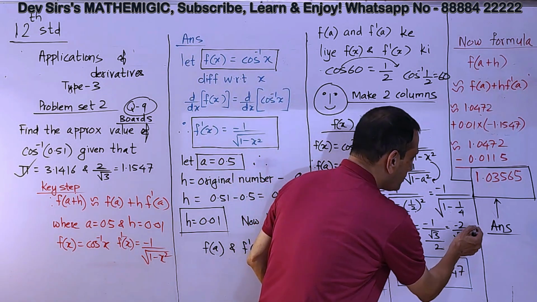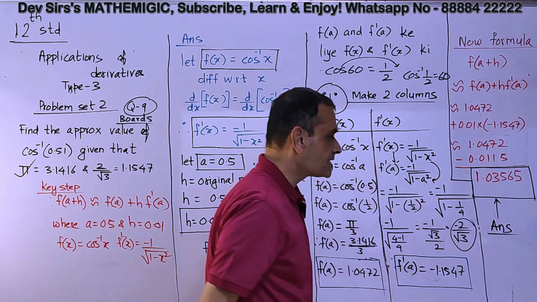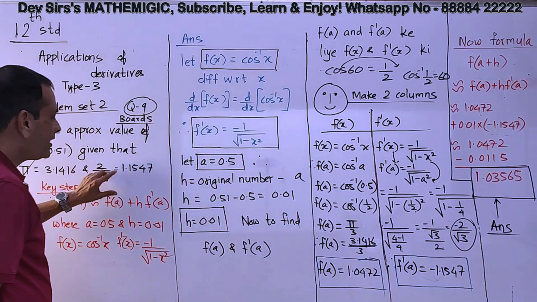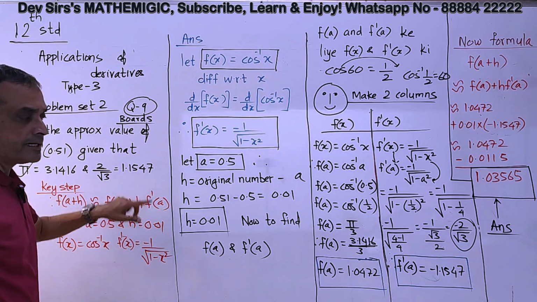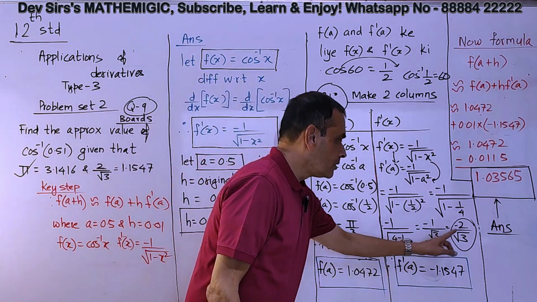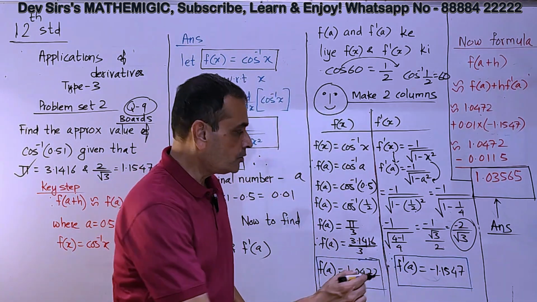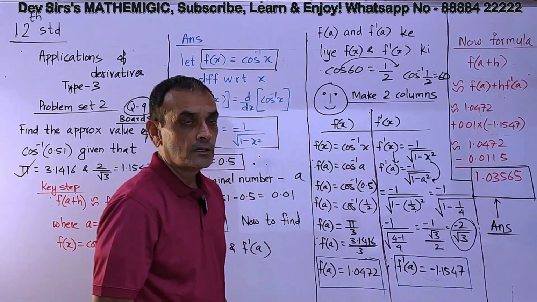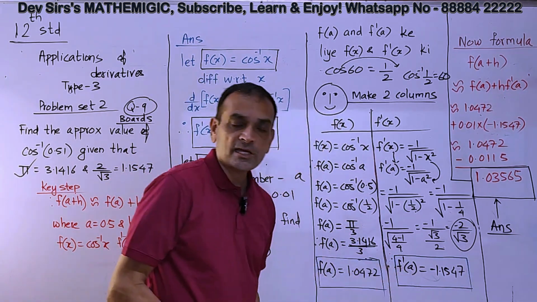Now minus 2 upon root 3, the value is given to us. 2 upon root 3 की value दी है हमको 1.1547. That is the value of 2 upon root 3. But you got a minus sign here. So this is how you get f dash a. So you get f a and f dash a.